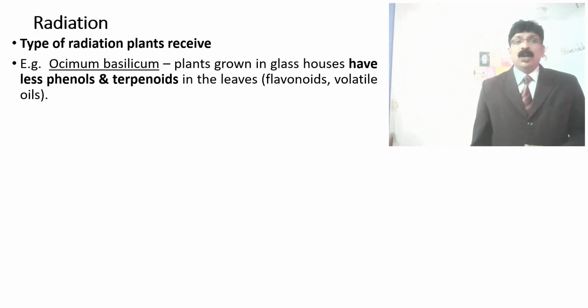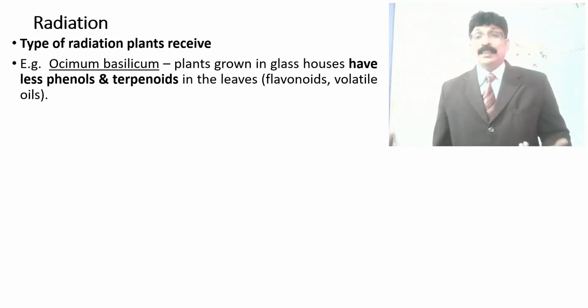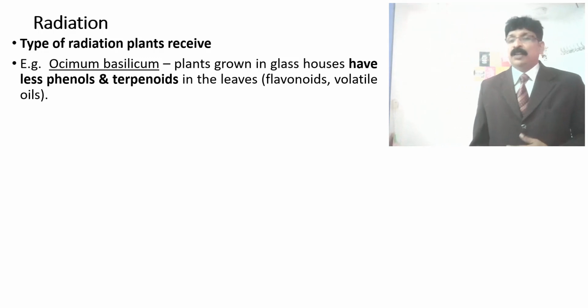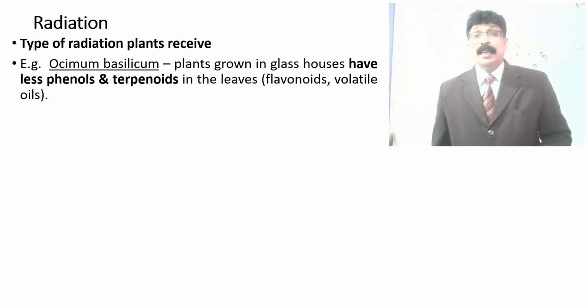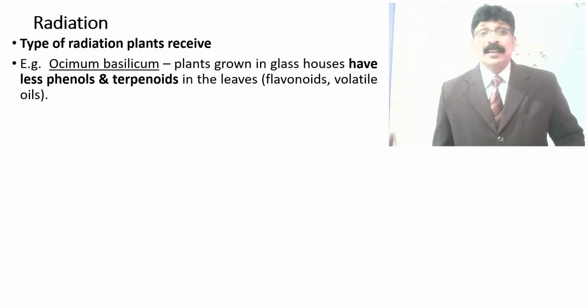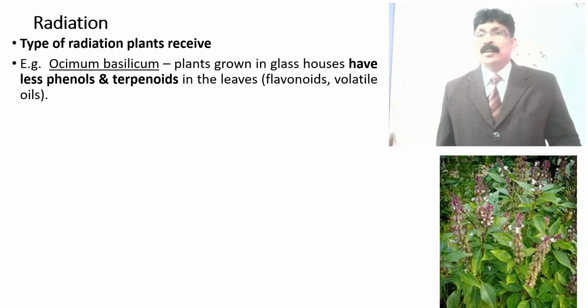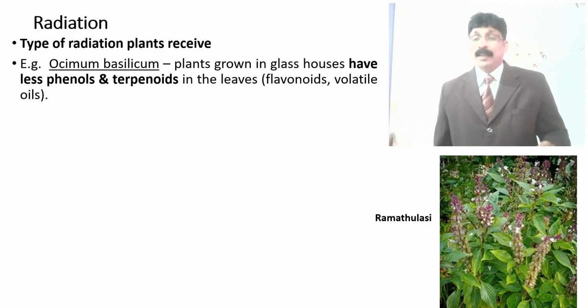Example, Ocimum basilicum. We know the Tulsi, Rama Tulsi, Krishna Tulsi, which is very common, which we use in our places. Plants grown in a glass house have less phenol and terpenoids in the leaf, flavonoids and volatile oils. This is the Tulsi, Rama Tulsi.